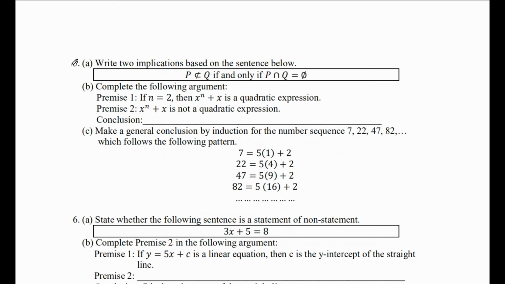Number 5. Write 2 implications based on the sentence below. Okay, implication means if, then. So implication 1. If P is not a subset of Q, then P intersect Q equals to empty set. Implication 2. If P intersect Q equals to empty set, then P is a subset of Q. Okay, so just ignore this one, if and only if.